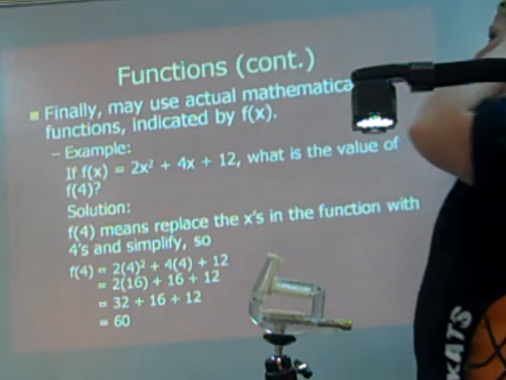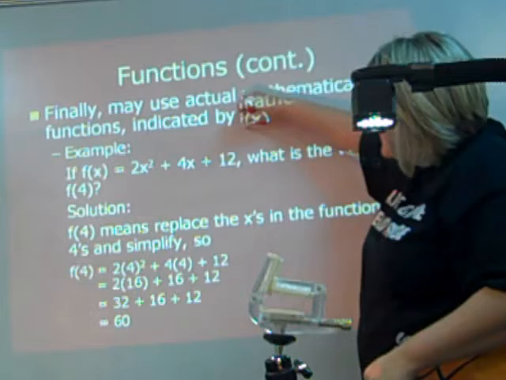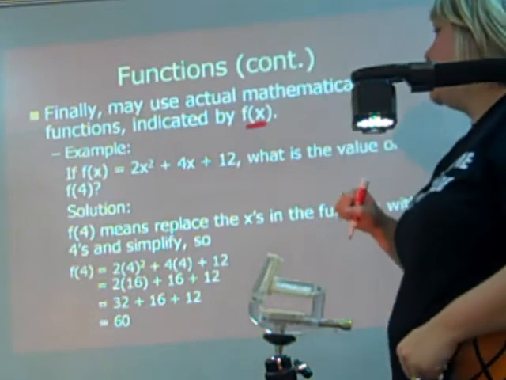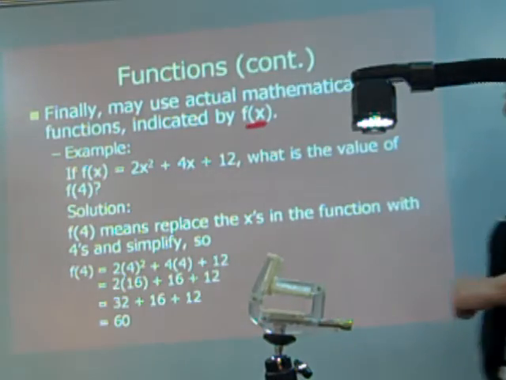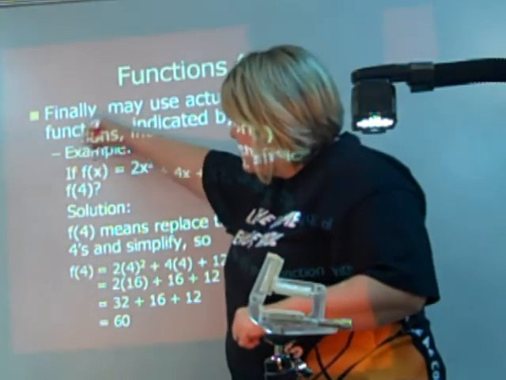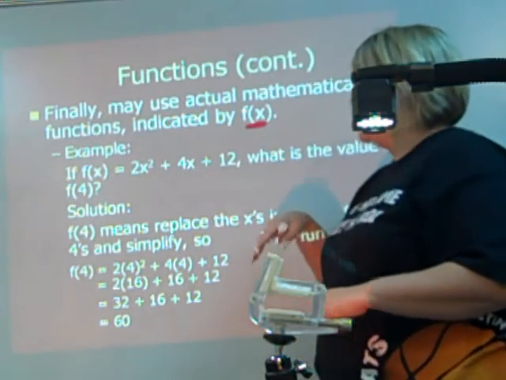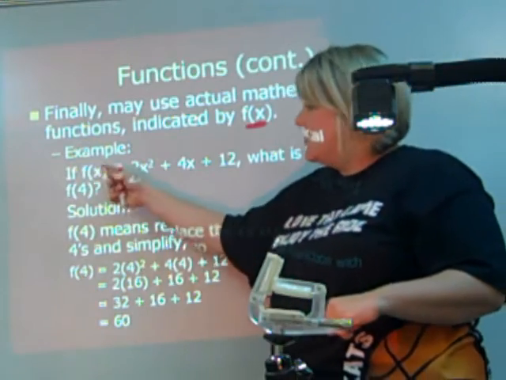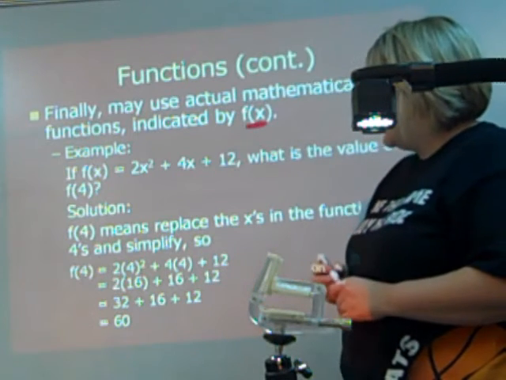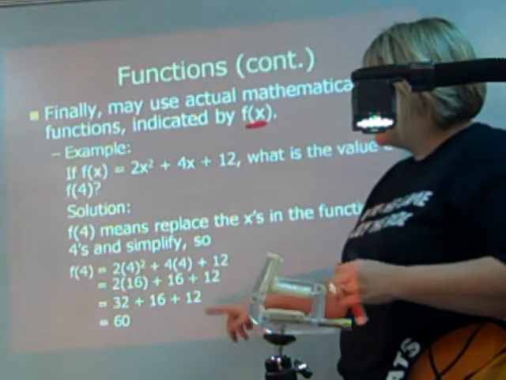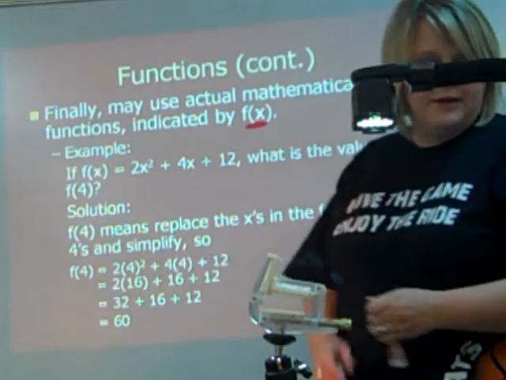And then finally, they may actually use mathematical functions indicated by f of x. Okay, so if f of x equals this, what's the value of f of 4? You just need to remember that in this notation, they've replaced x with 4. That's your directions. That's telling you what you need to do in the expression on the other side. You need to replace the x's with 4s. So here you can see if you work that out, replacing each of the x's with 4s, and you've got a calculator, you can actually just type it in, you'll get 60.